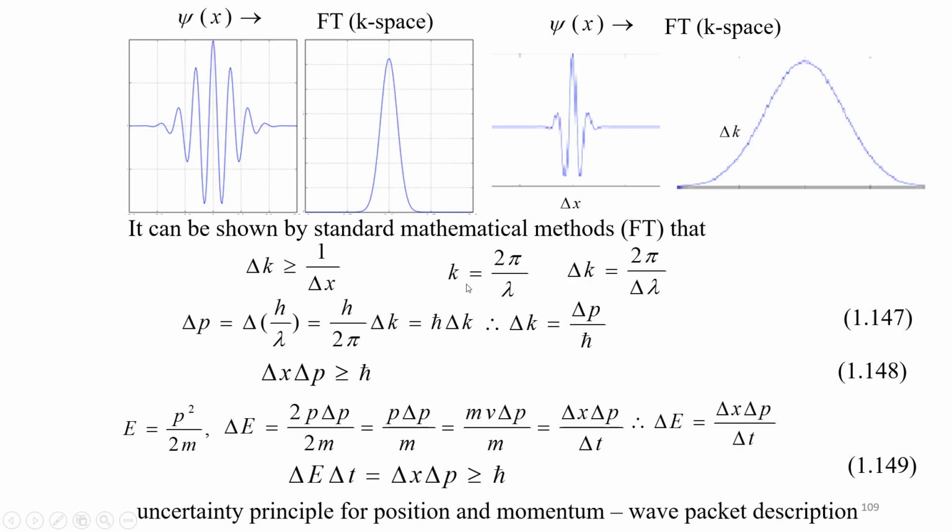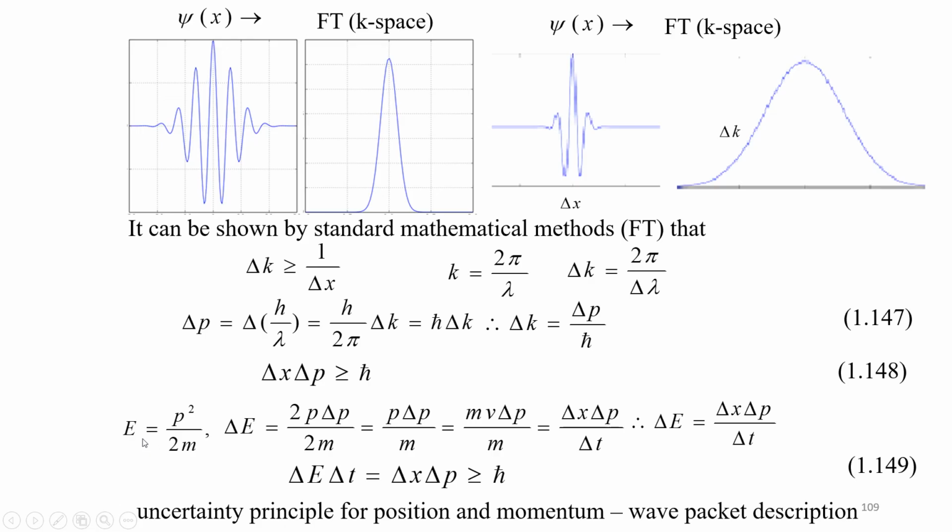We know that the wave vector k is defined as 2 pi by lambda, and del k is nothing but 2 pi by del lambda. We know from the de Broglie hypothesis, p equals h by lambda. So del p equals h by del lambda, which is equal to h divided by, instead of del lambda, we can substitute 2 pi by del k. So h divided by 2 pi, times del k. H divided by 2 pi is nothing but h bar. So del p equals h bar del k. Therefore del k equals del p by h bar. We know that del k is greater than or equal to 1 by del x. So instead of del k, we can substitute 1 by del x. That gives us del x del p greater than or equal to h bar. This is one way of deriving the uncertainty relation.